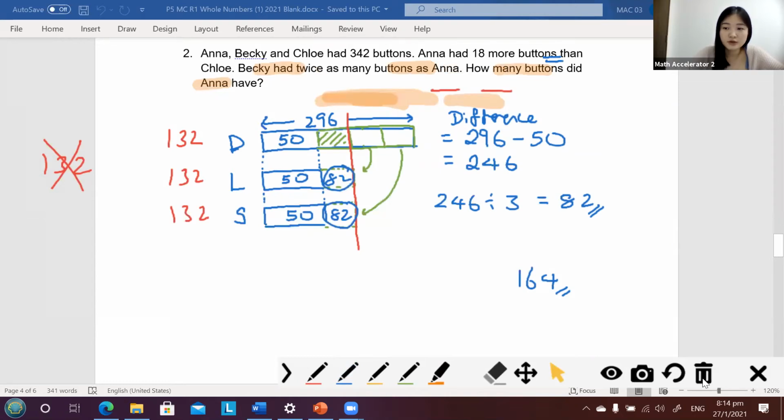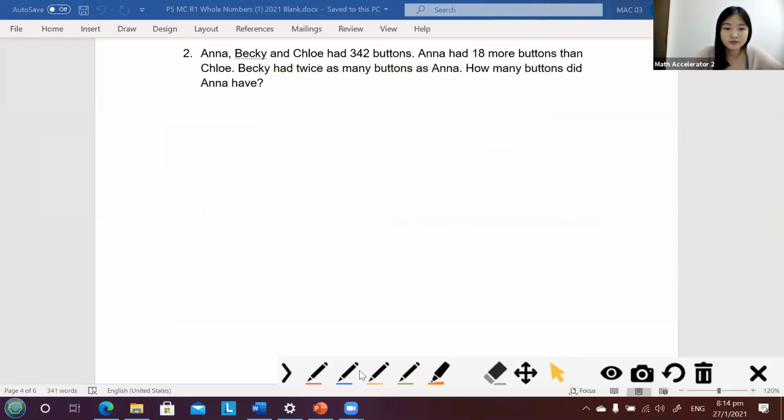Okay, so let's go on to question 2. Anna, Becky, and Chloe had 342 buttons. Anna had 18 more buttons than Chloe. Becky had twice as many buttons as Anna. How many buttons did Anna have? Right, so let's draw a comparison model. Anna has 18 more than Chloe. Right, so let's draw 18 more for Chloe.